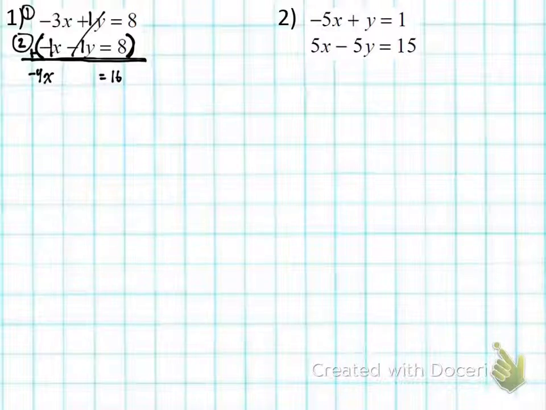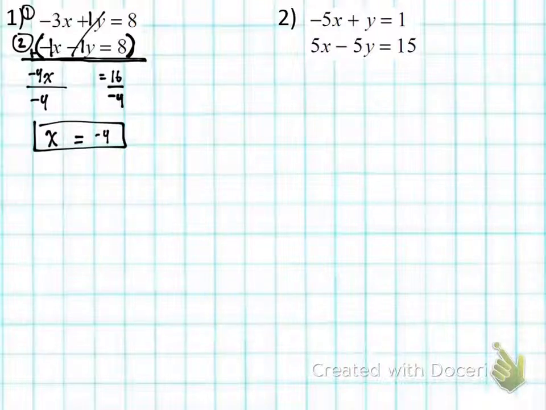We got negative 4x is equal to 16. I'm going to divide both sides by negative 4. Okay, so we got x is equal to negative 4, and that's my first answer. Okay, and what does this mean, x is equal to negative 4?